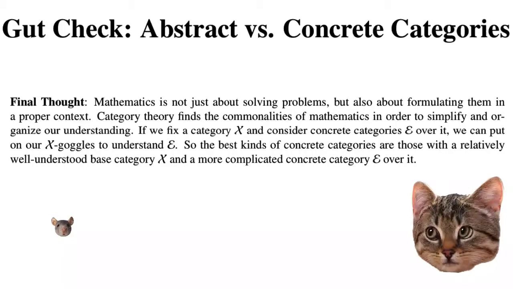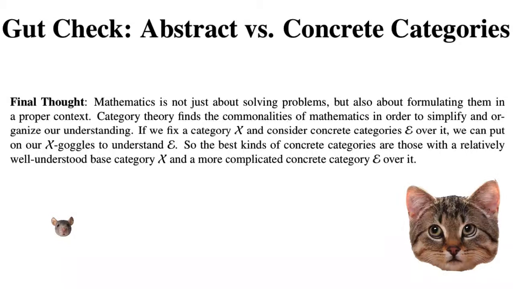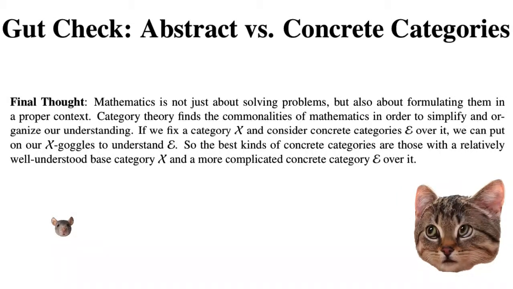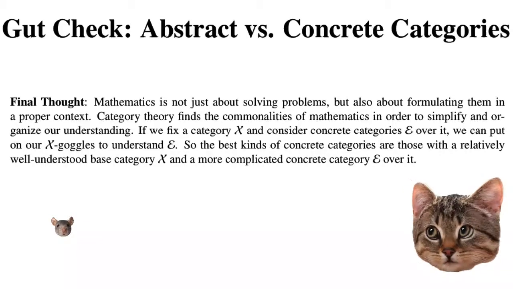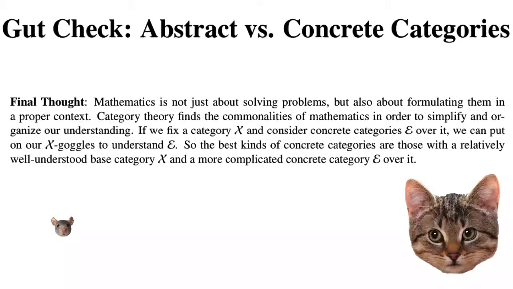As a final thought, mathematics is not just about solving problems, but also about formulating them in a proper context. Category theory finds the commonalities of mathematics in order to simplify and organize our understanding. If we fix a category X and consider concrete categories E over it, we can put on our X goggles to understand E. So the best kinds of concrete categories are those with a relatively well-understood base category and a more complicated concrete category E over it.